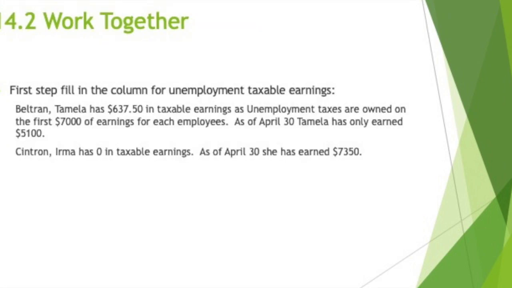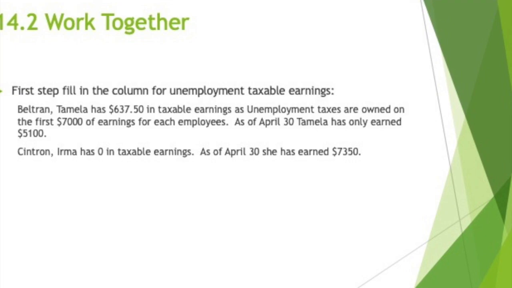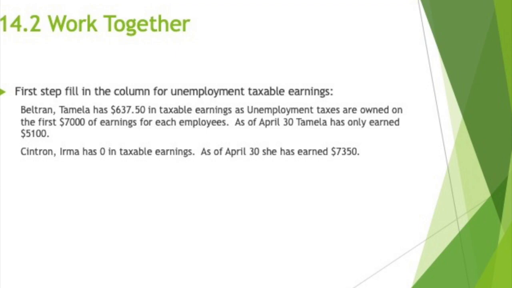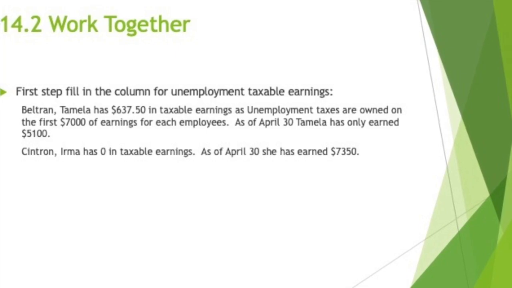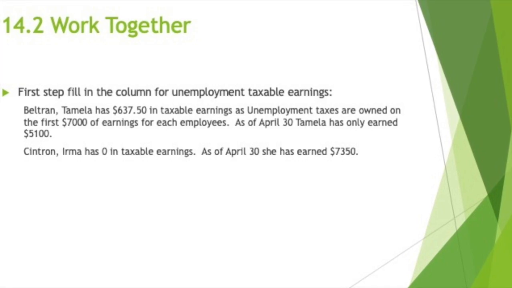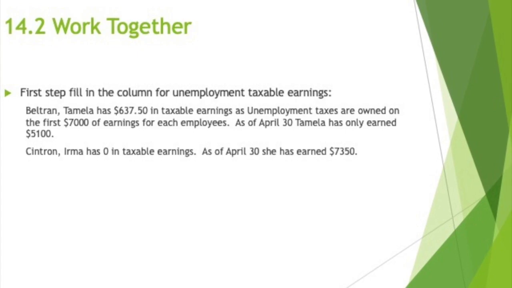Okay, 14.2 Working Together worksheet. Pull that out. We're going to do it together. It says payroll information taken from employee earning records is given below. That's on page 340. A form and journal page are provided. You should have that. It says calculate the amount of earnings subject to unemployment taxes. Unemployment taxes are owed on the first $7,000 of earnings for each employee.